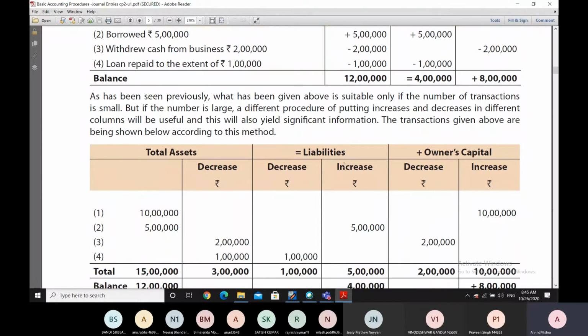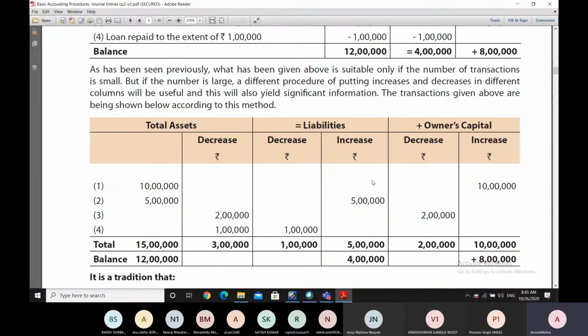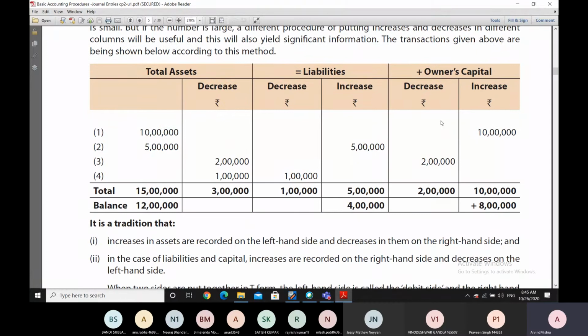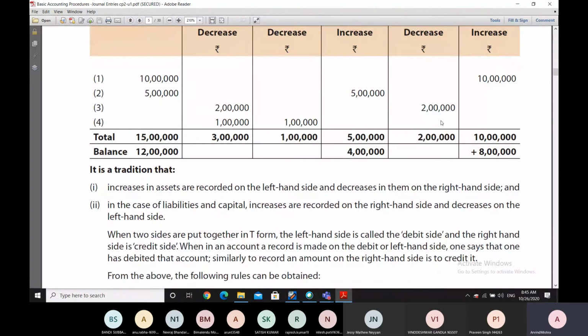Similarly, for liabilities, we divide the liability account also in two parts. We write the decrease on one side and increase on the other side. Similarly, for owner's capital also, we put the decreases on one side and increases on the other side. So it has been a tradition. If you ask me why do you put the decrease on this side and increase on that side, I would just say that it is a tradition. The tradition could have been the very opposite, but it is not like that.